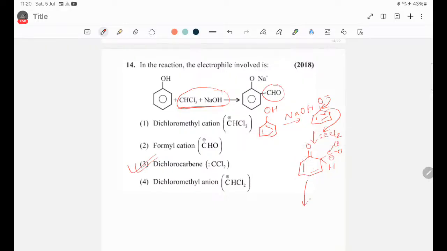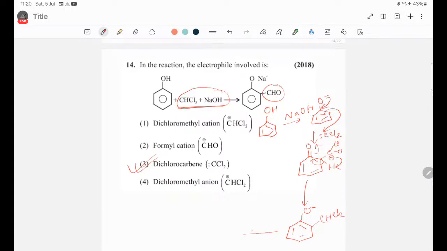After getting this intermediate, what will happen? The negative charge over the carbon will attack this hydrogen. This carbon-hydrogen bond will again participate in the resonance, and the oxygen double bond will be broken to change into O minus. Now it will be O minus. Here you will get this CHCl2, and this, right?